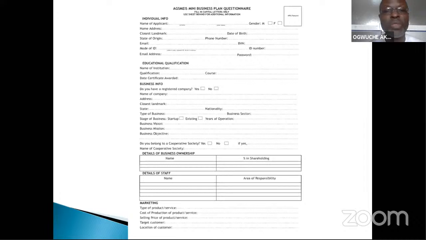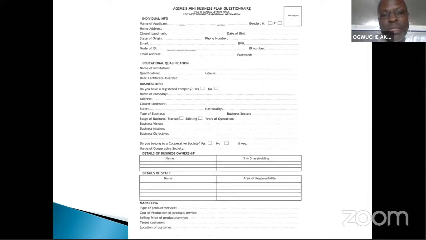Let's start with the individual info. This is straightforward. It asks for the name of the applicant, the surname, the other names, gender, the rest of it. Then the home address where you live. Then, of course, the closest landmark.